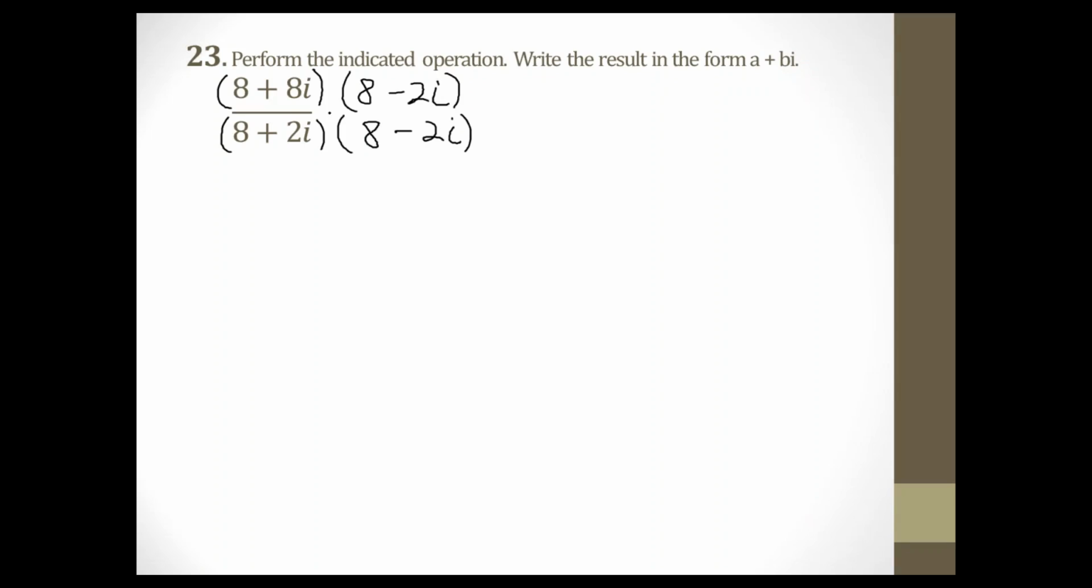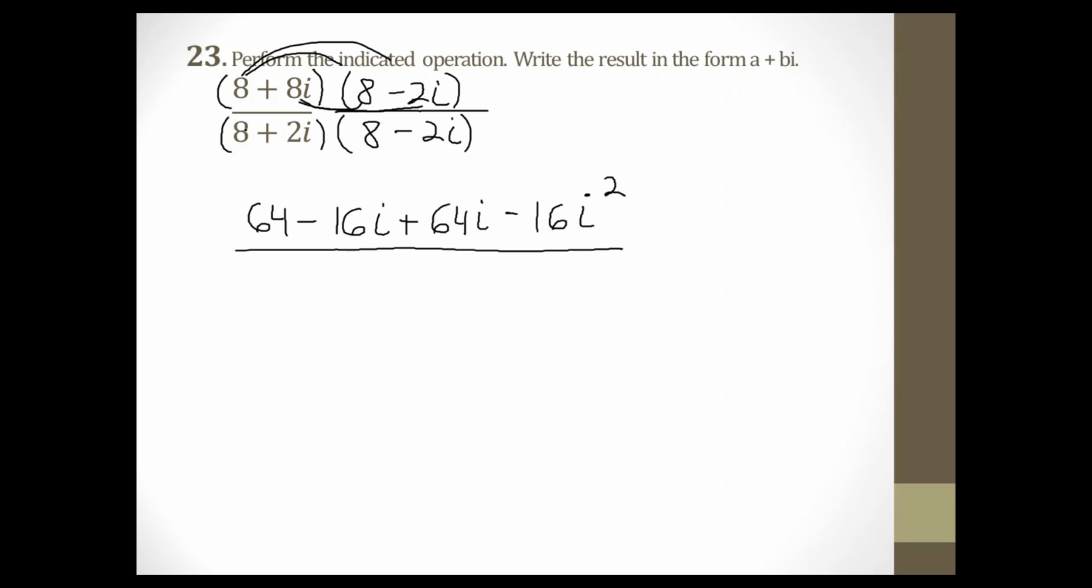So this now is a foiling problem, starting with 8 times 8, which gives me 64, then 8 times negative 2i, which gives me negative 16i, and then 8i times 8, which is a positive 64i, and 8i times negative 2i, that would be a negative 16i squared, because I have two of them. Okay, let's do the bottom right away too.